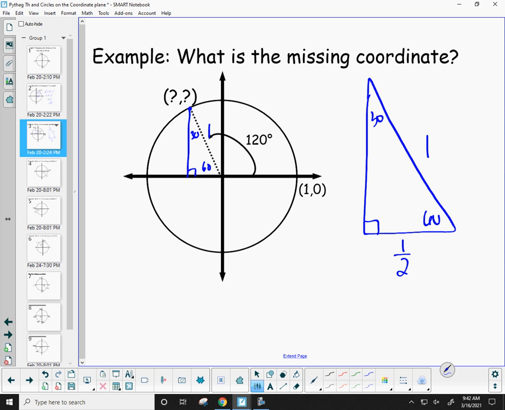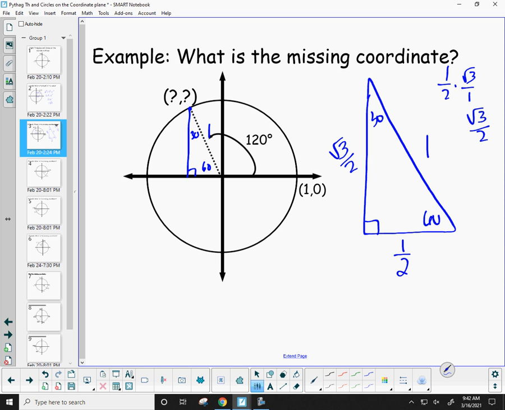Okay, now if I want to get my long leg, I have to take my short leg times radical 3, right? Because I'm going bigger, so I want to multiply. So I have radical 3 over 2, because I took 1 half times radical 3. So that's radical 3 over 2. Is that okay? Can I get a yes or a no?